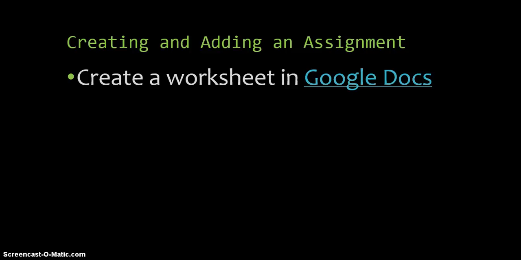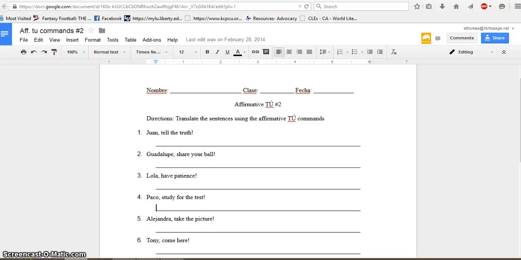Now we're going to talk about creating and adding an assignment. So the first thing you have to do is create a worksheet in Google Docs. Now this is one of those things that I told you I already assumed you would be able to do. So I have already created a worksheet in my Google Docs. I'm going to show it to you now. Okay, this is the worksheet that I've created. It's just about affirmative tú commands, which is what my students are learning right now. But I have this available in my Google Docs.